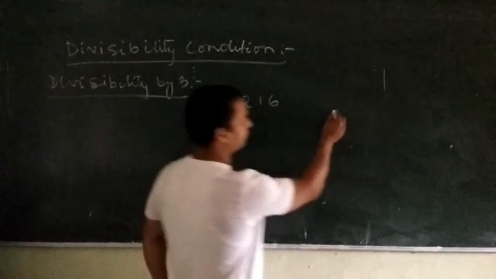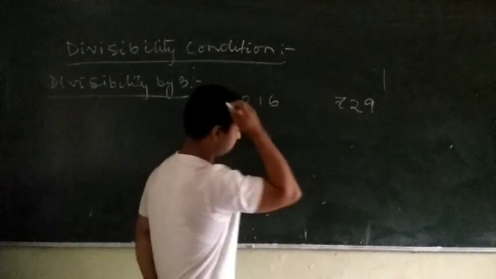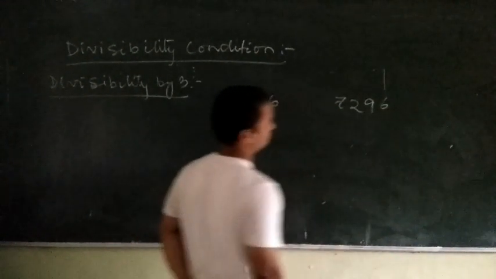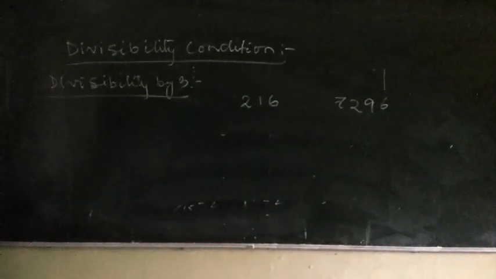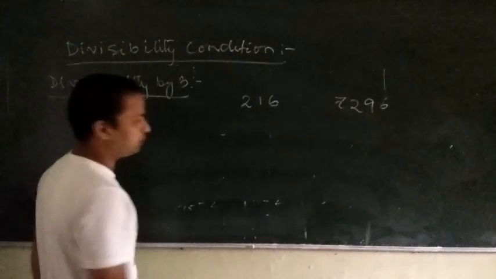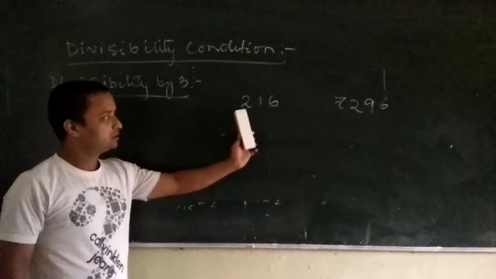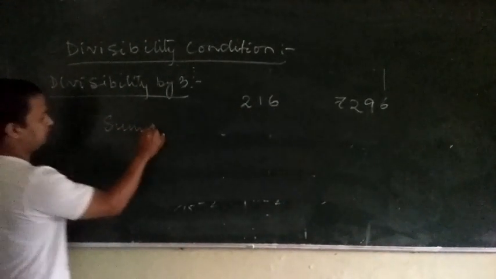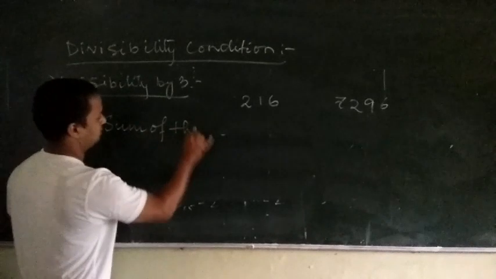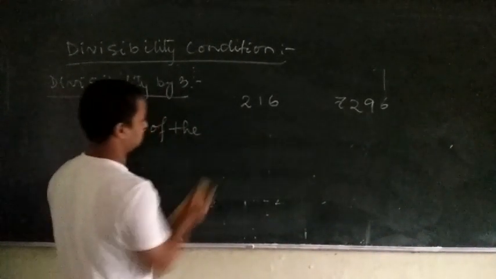But without division, how could we check whether the number is divisible by 3 or not? Suppose a big number is given to you, 729, whether this number is divisible by 3 or not. So first of all, what to do? Here we have to find the sum of the digits, not numbers.